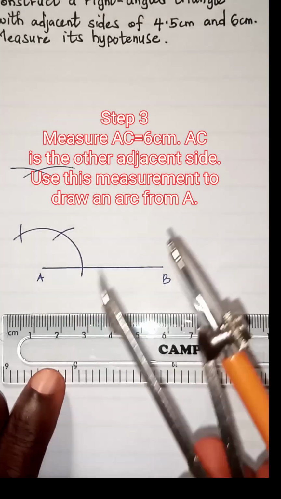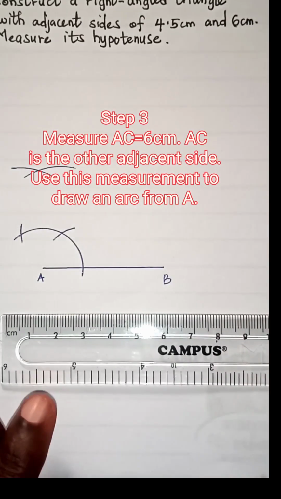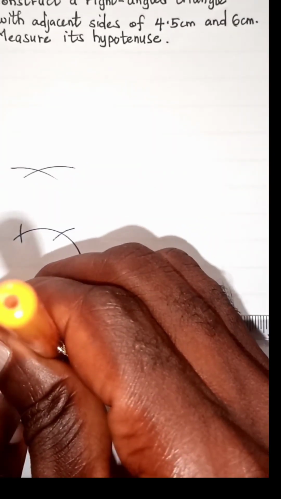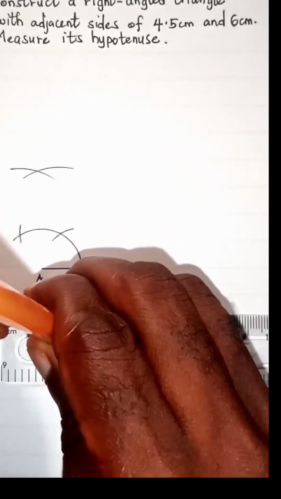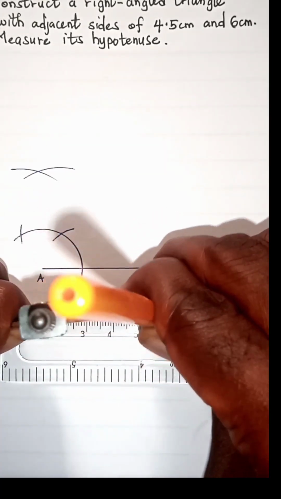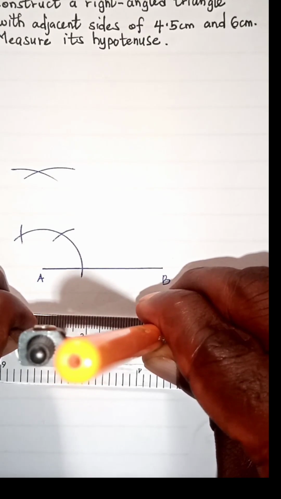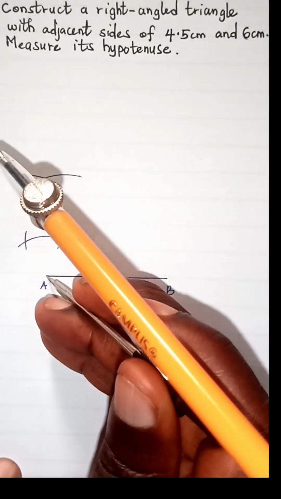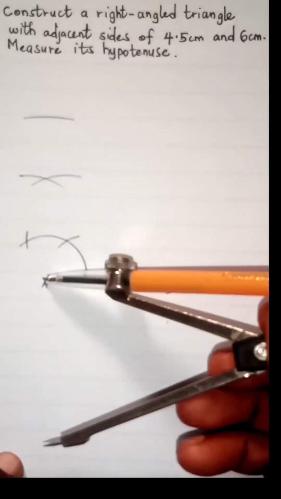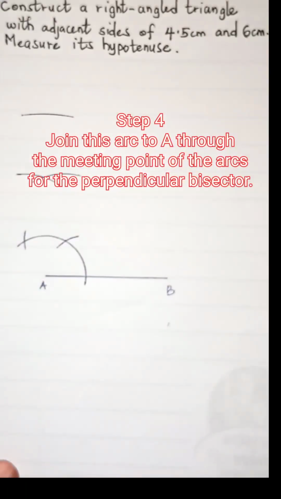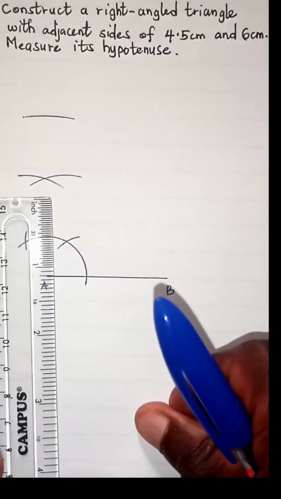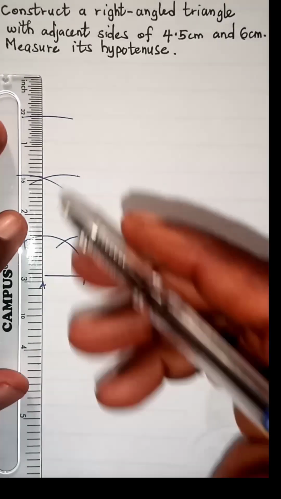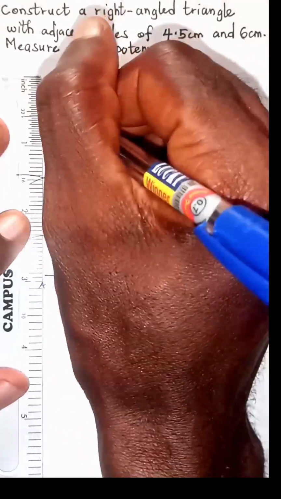Then the next is to measure the 6 centimeter, the other adjacent side, on a ruler. And after measuring it carefully, we use it to draw an arc from A on top of A. Then we join A to the arc, making sure that it passes through the two arcs that were earlier drawn for the perpendicular.